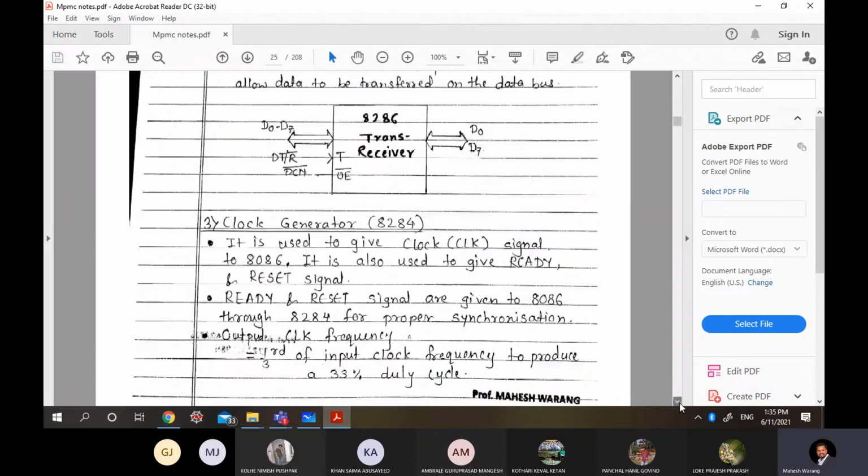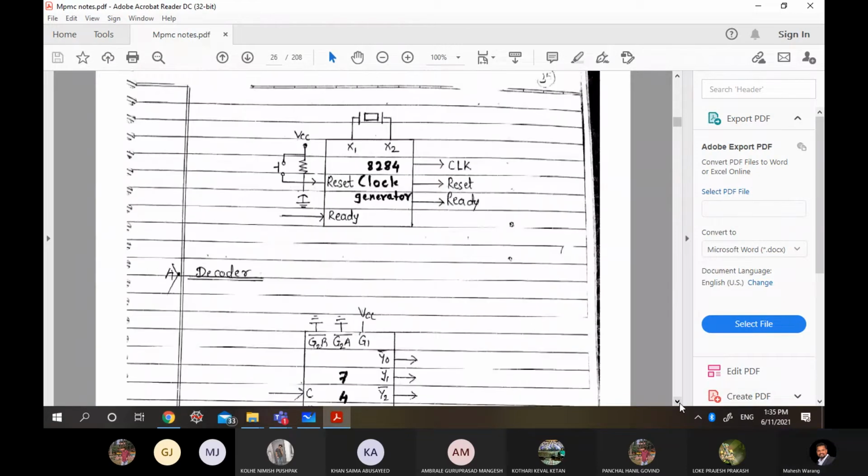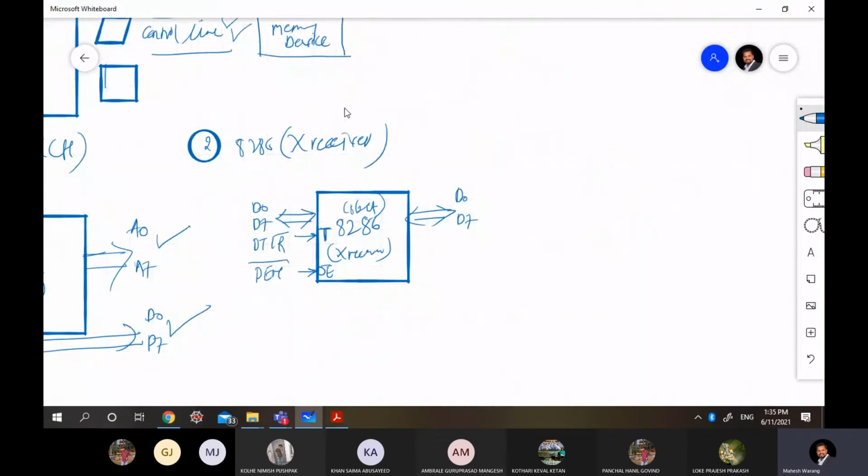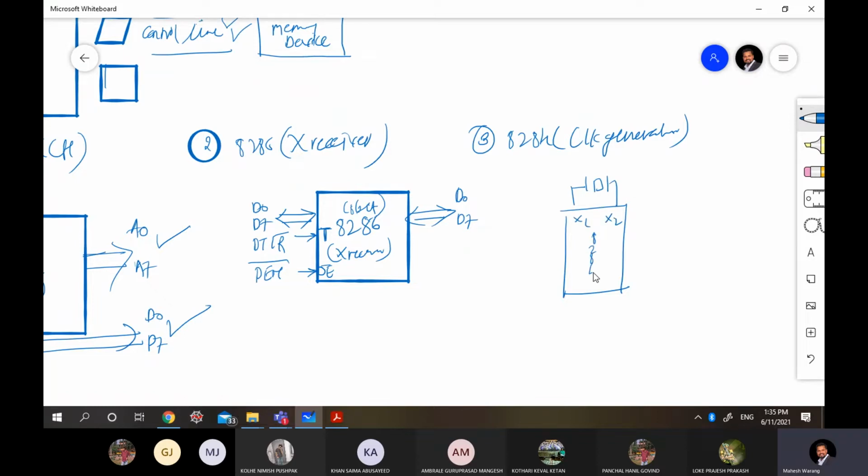Two more actually: clock generator also, 8284, and decoder. So we have to use another supporting IC, that is 8284, which is called a clock generator. To this we have to connect a crystal oscillator. We have X1 and X2 pins for this 8284, to which we connect the crystal oscillator.